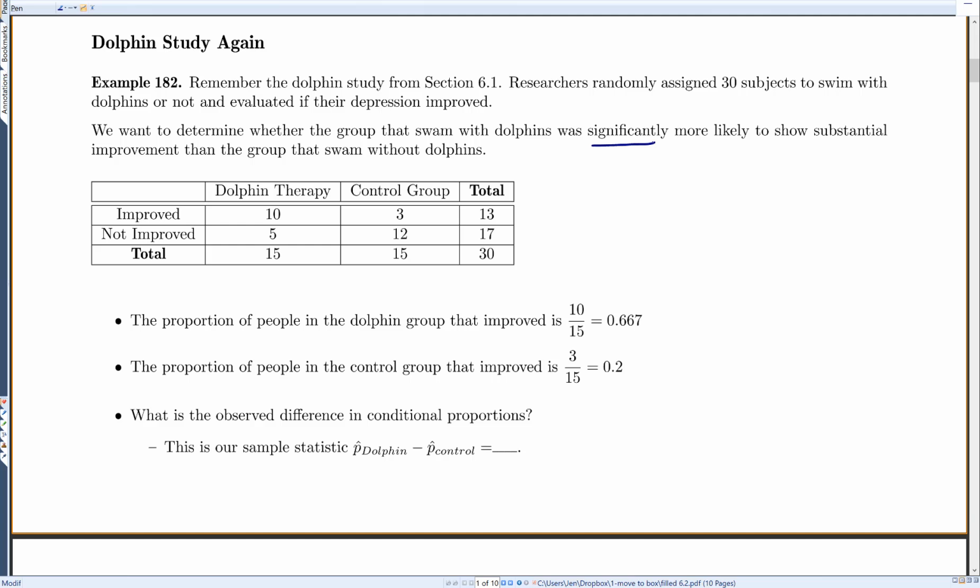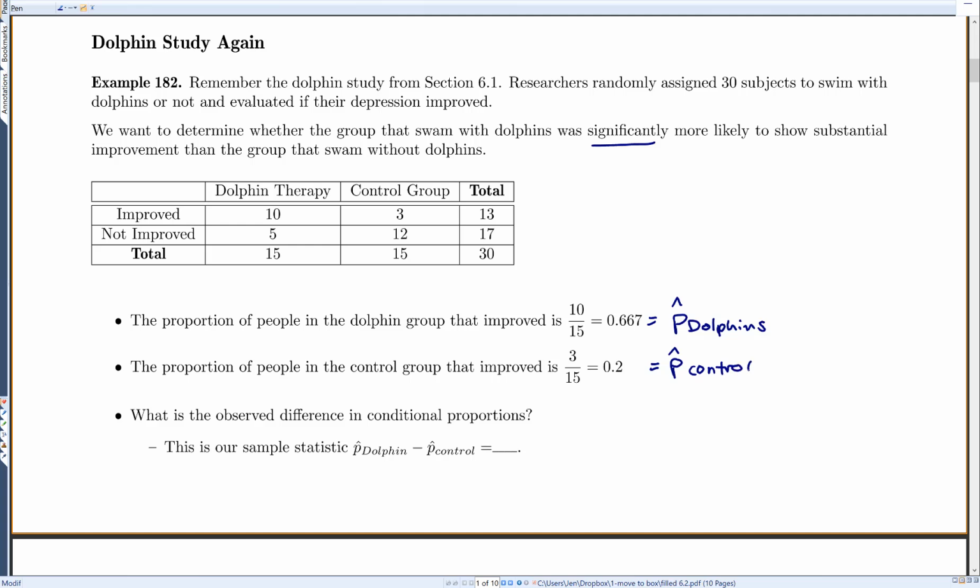So here's our data again. And we found the proportion of people in the dolphin group that improved is 0.667. So that is my sample proportion for the dolphins. And the proportion of people in the control group that improved is 3 out of 15 equals 0.2, or that would be my sample proportion for the control group.